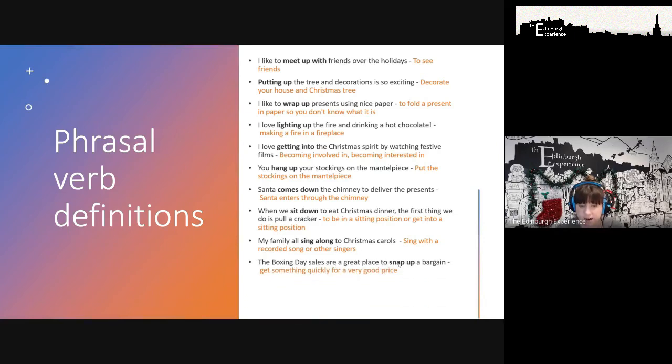Boxing Day is a great place to snap up a bargain. So that's when you get something quickly for a good price. And the last one is taking down the tree. So that's the opposite of putting up the tree, and that's removing the tree and the decorations.